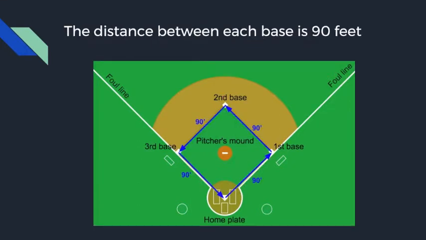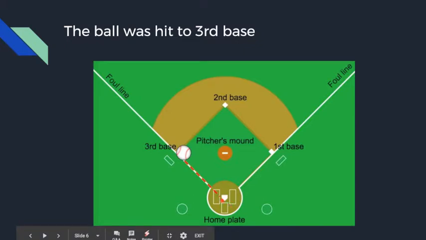And we actually know the standard distance, so like on a professional field like this, it's going to be 90 feet between each of the bases. So that value is really going to come in handy in just a moment when we start to solve for the distance. So here's what happens.